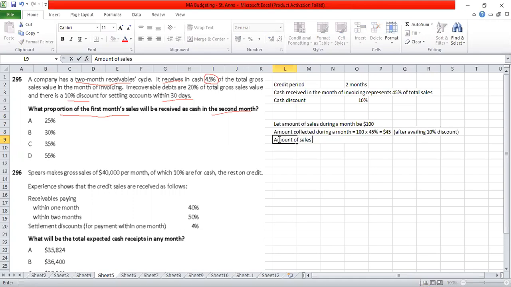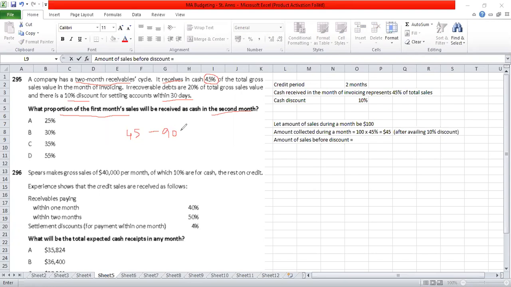Amount of sales before discount. How do we calculate? Anyone knows the logic? 90%. Yeah, 45 represents 90%. So 100% is how much? The logic is, if they have received 45, 45 is after availing a discount of 10%. So this represents only 90%, because 10% discount is already received.